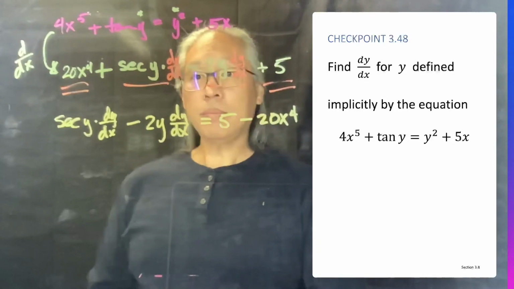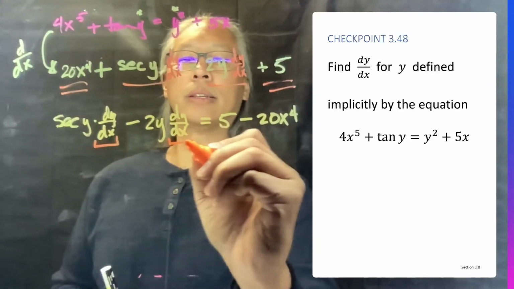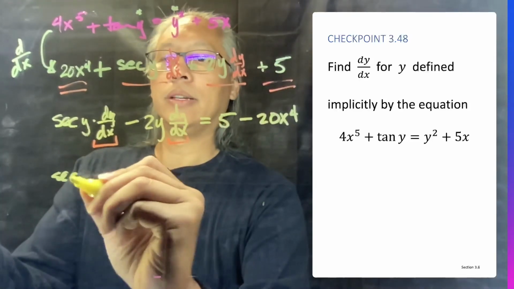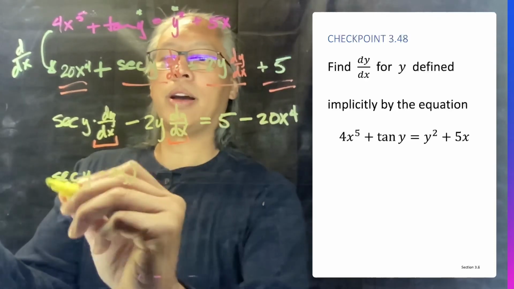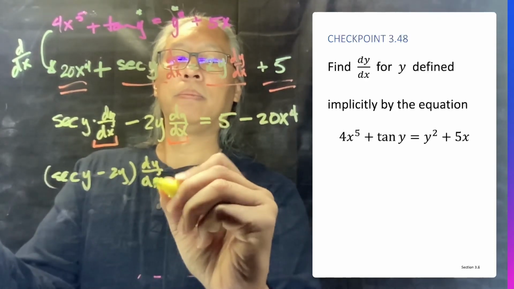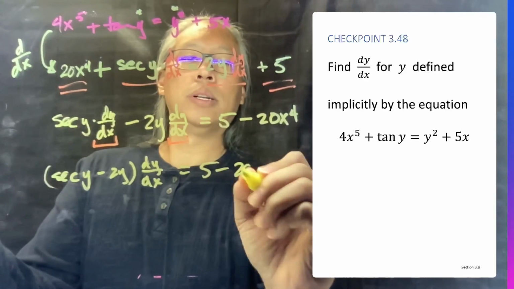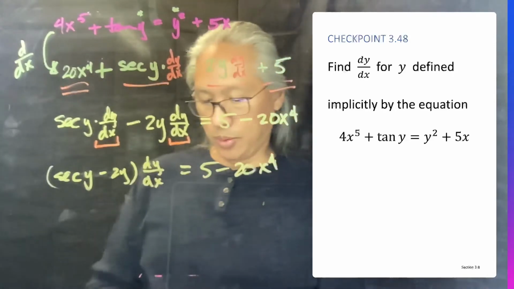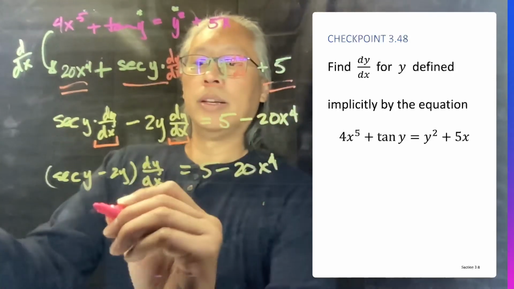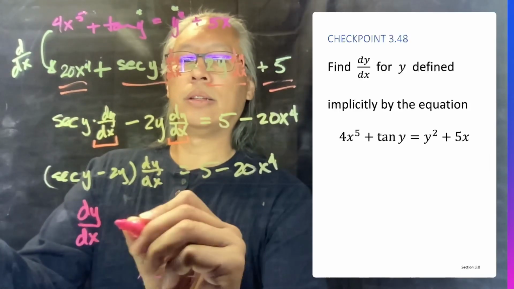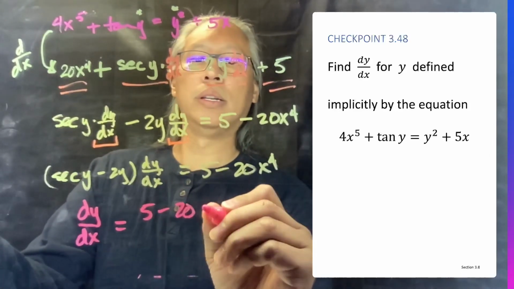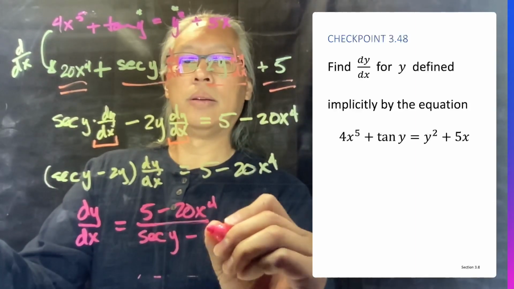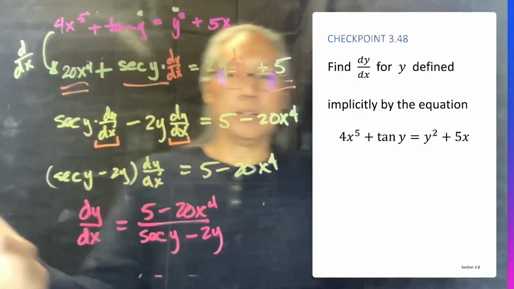All right, so now that we have dy/dx's, every single term has a dy/dx there, so we can factor it out. We're going to get secant squared of y minus 2y, factor out dy/dx, is equal to 5 minus 20x to the fourth. And we simply divide by this to get dy/dx by itself. So then dy/dx is going to equal 5 minus 20x to the fourth divided by secant squared of y minus 2y in the denominator.